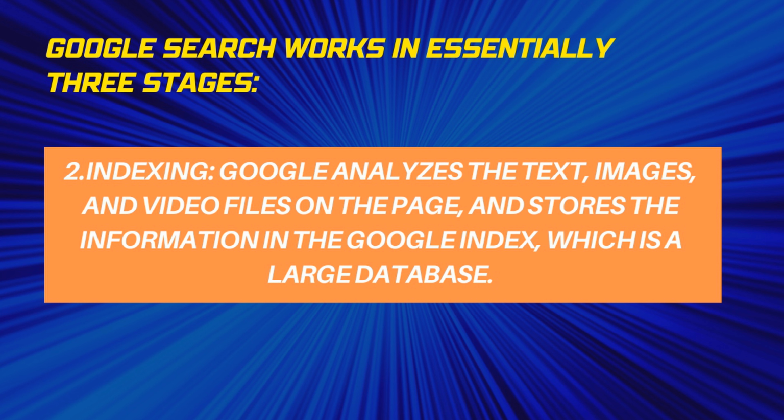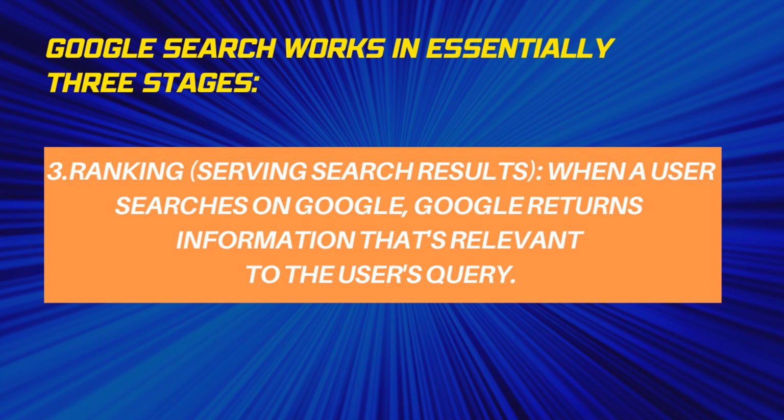And then the third stage is ranking, that is, serving search results in the search engine results page. When a user performs a Google search, Google tries to determine the highest quality results. The best results depend on many factors, including things such as the user's location, language, device, whether it's desktop or mobile, and previous queries. For example, searching for bicycle repair shops would show different answers to a user in the US than it would to a user in India.